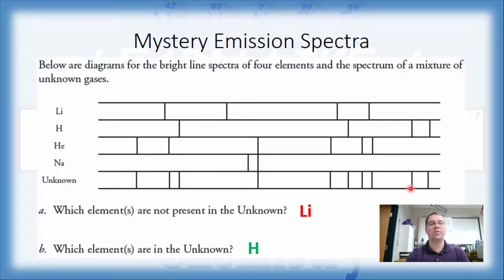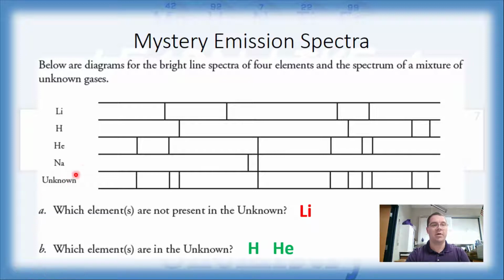So onward we move. Helium. Okay, this spectral line seems to match. So does this one. This one seems to match up, as does this one. And these final 2. So again, all of helium's spectral lines match up, and so we can conclude that helium is present in the unknown.